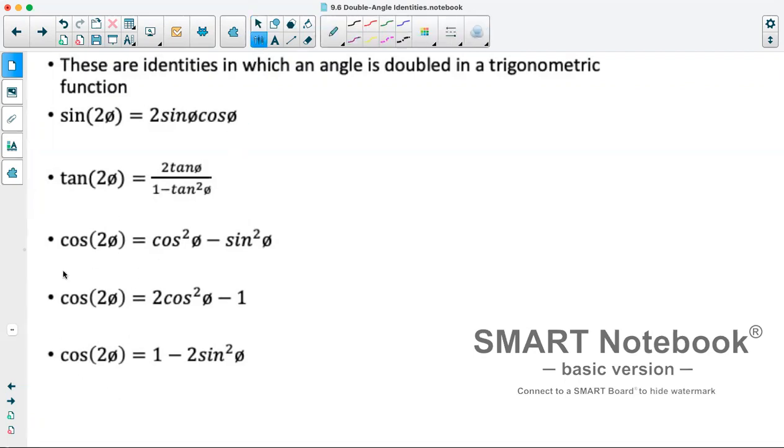And then we have 3 different cos ones, which, depending on the situation, will determine which one we substitute in. So we've got cos squared of our angle minus sine squared of our angle, or 2 cos squared of our angle minus 1, and then 1 minus 2 sine squared of our angle. Essentially, these bottom two we get by taking this one and substituting our Pythagorean identity in for either cos or sine.